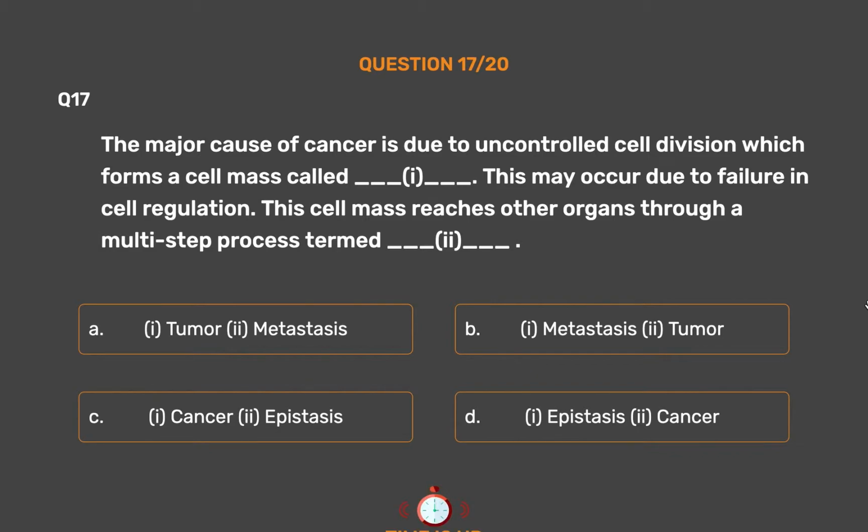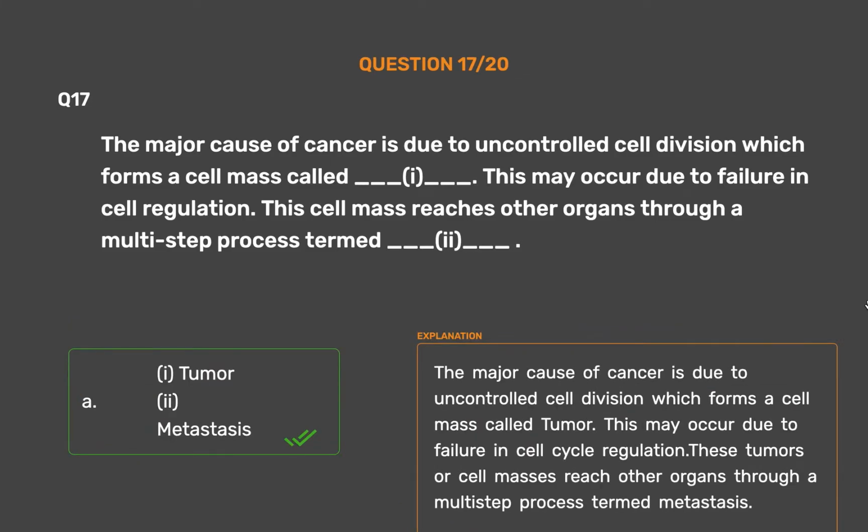The correct answer is option A. 1. Tumor. 2. Metastasis. The major cause of cancer is due to uncontrolled cell division which forms a cell mass called tumor. This may occur due to failure in cell cycle regulation. These tumors or cell masses reach other organs through a multi-step process termed metastasis.